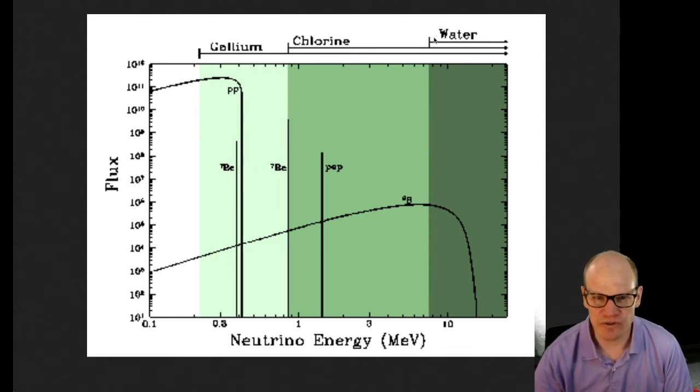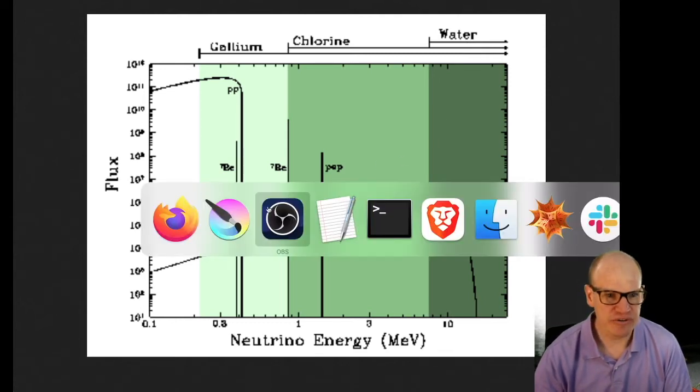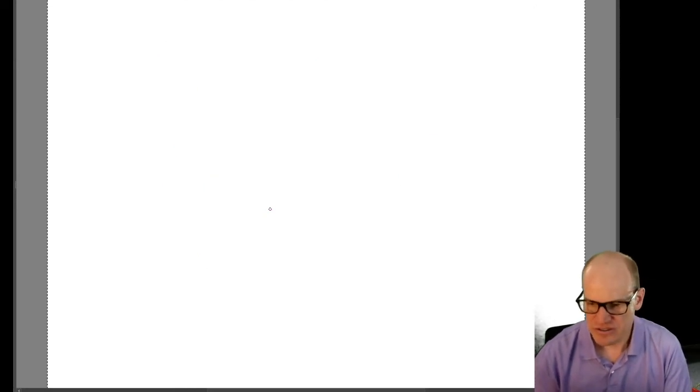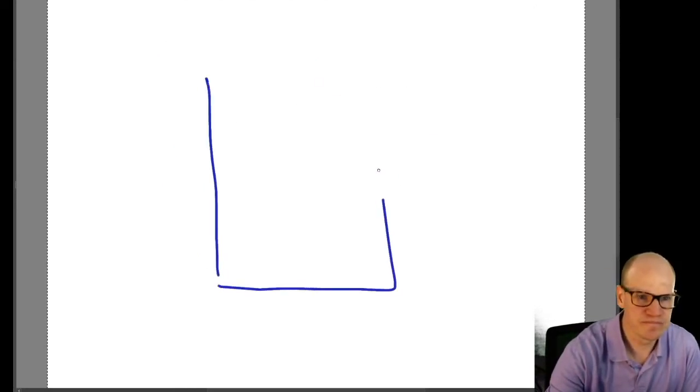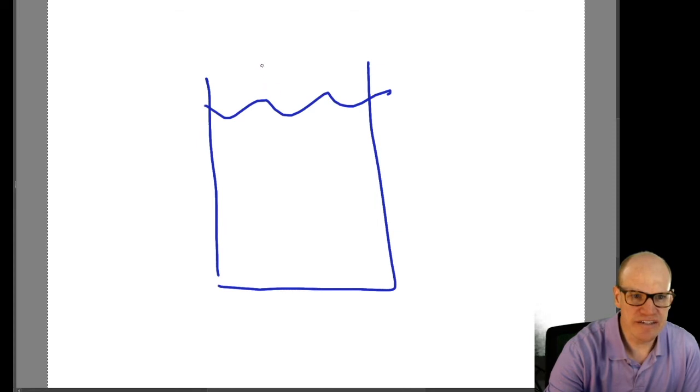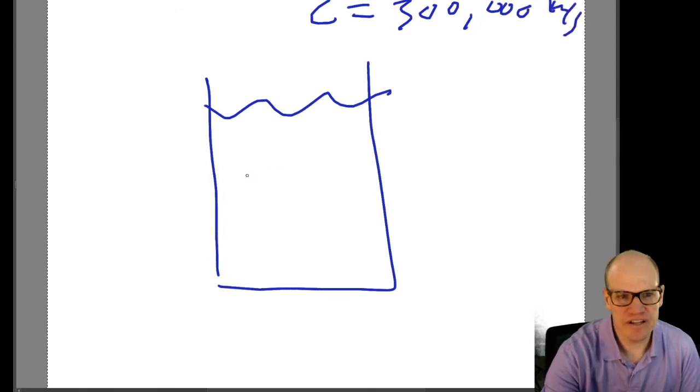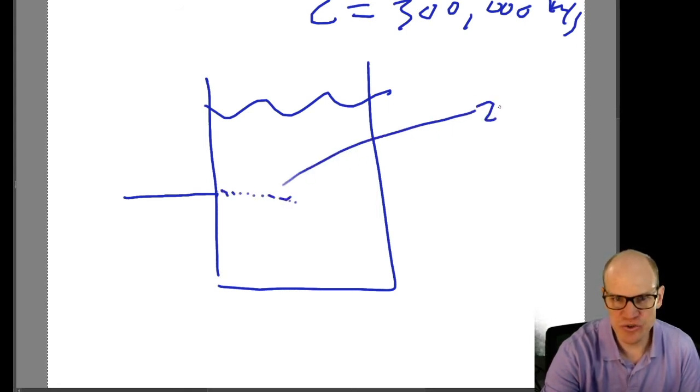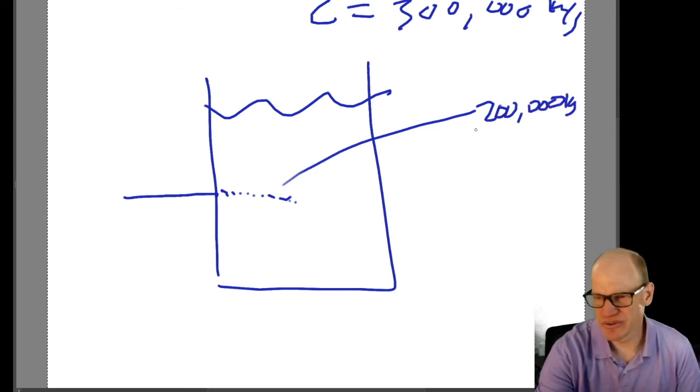And then you have this water one up here. The way that you detect neutrinos in water is by Cherenkov radiation. What happens is, here's a bucket of water. Light in the vacuum travels at 300,000 kilometers per second. Light in water, so here's a light ray coming in, when it gets to water, it slows down as it moves through the water. In water, light travels at 200,000 kilometers per second. It's a little bit more than that, 230,000, something like that.